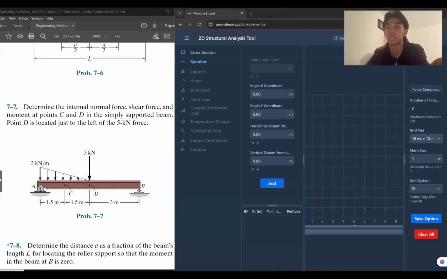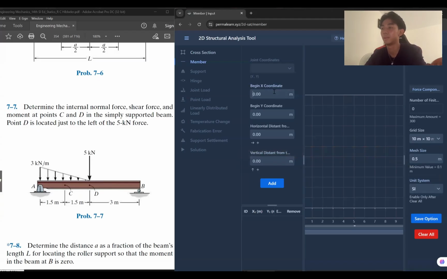So before we start, we should check the grid size, make sure it's bigger than our beam. Okay, 10 by 10. Our beam is 6 meters long, so 10 by 10 is okay. And for mesh size, I will use 0.5. I will tell you why I use 0.5 later on. And the unit system is in SI.